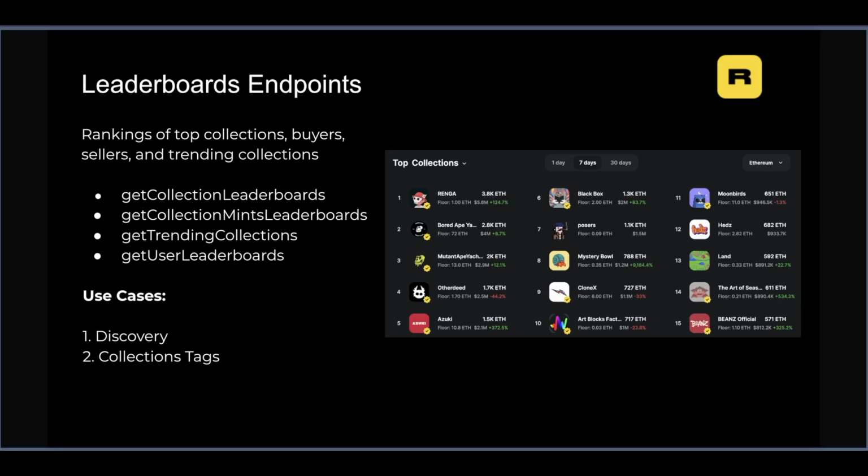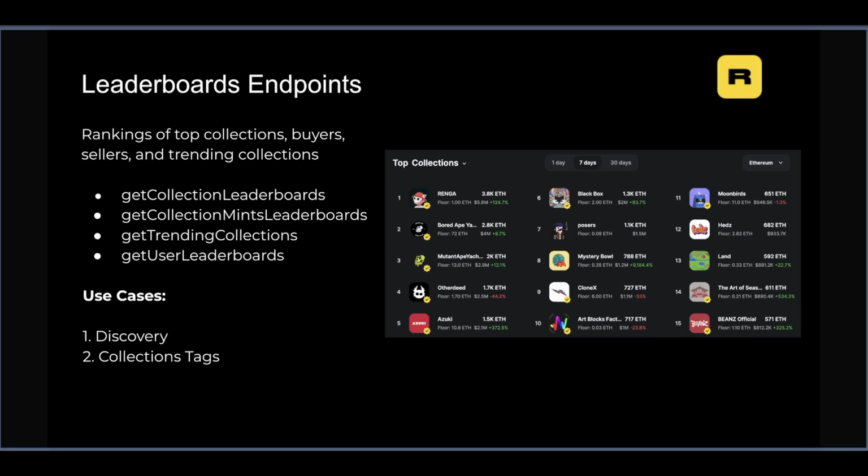For trending collections, we provide a ranking, but instead of looking at the top volume, we look at the biggest delta within the volume. This helps aid the discovery of not always the largest projects, but some of the upcoming projects as well. Then, get user leaderboards.